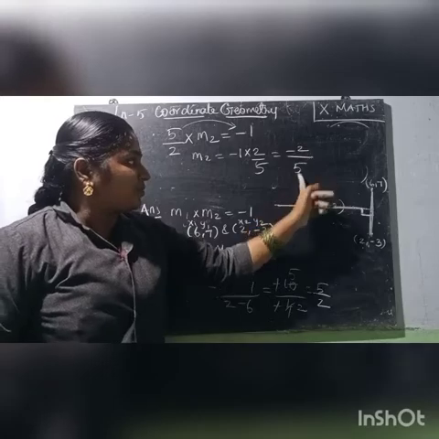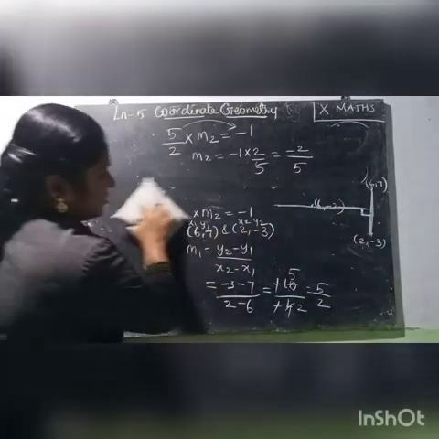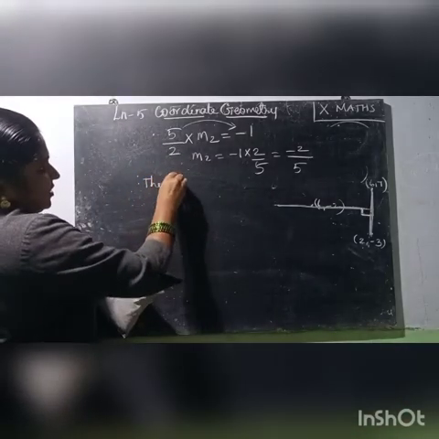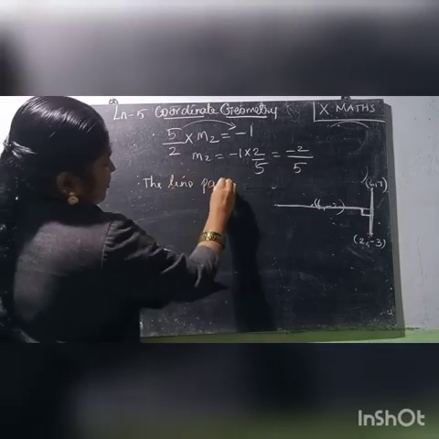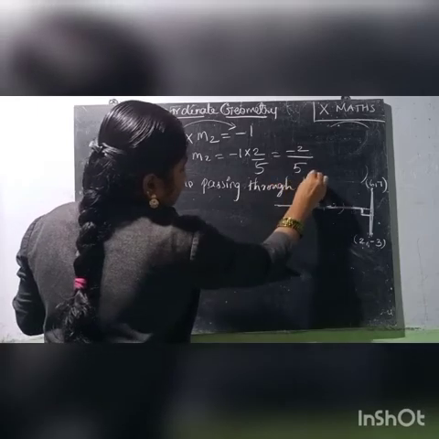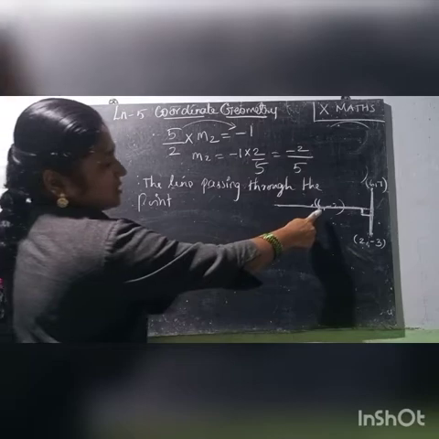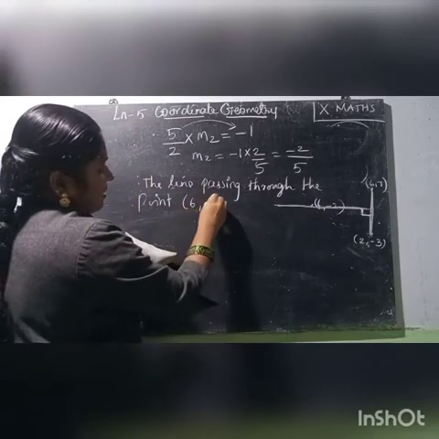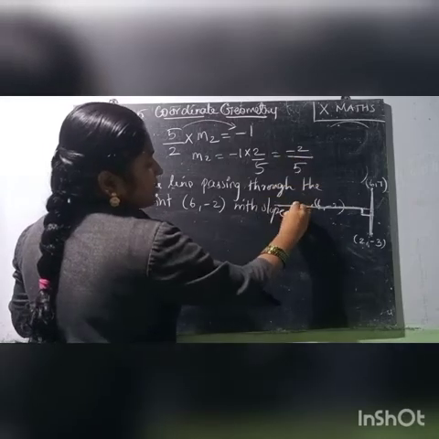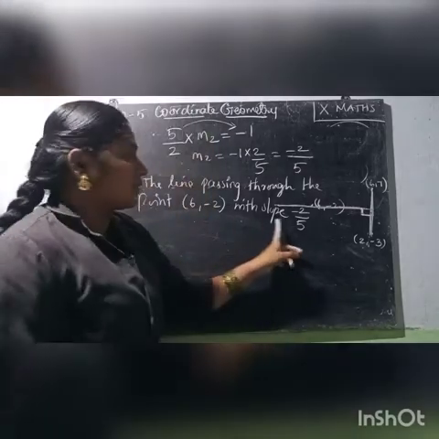Now we have the slope and also one point. So the line passing through the point 6 comma minus 2, with slope minus 2 divided by 5. So now one point and one slope we know.